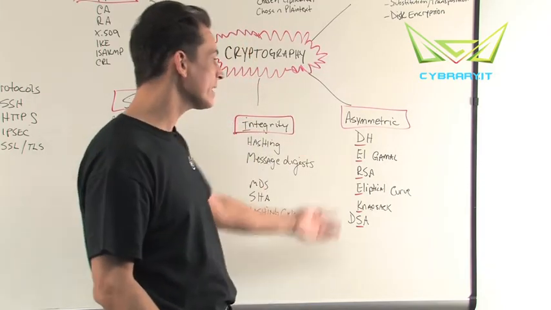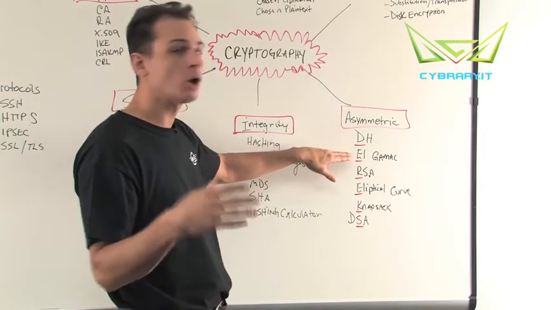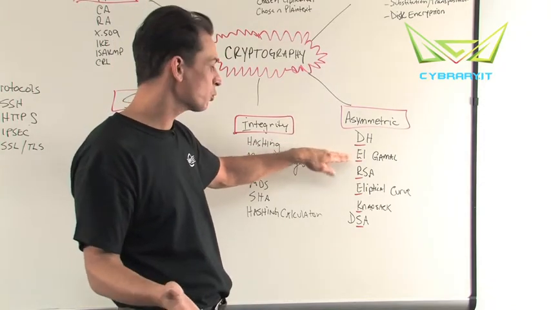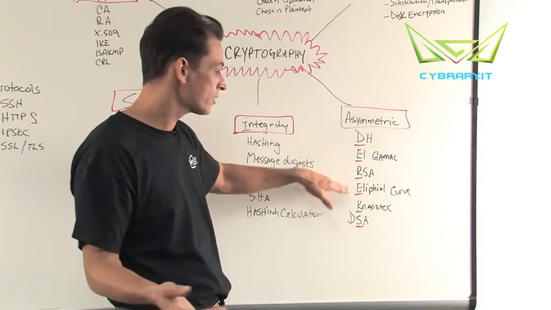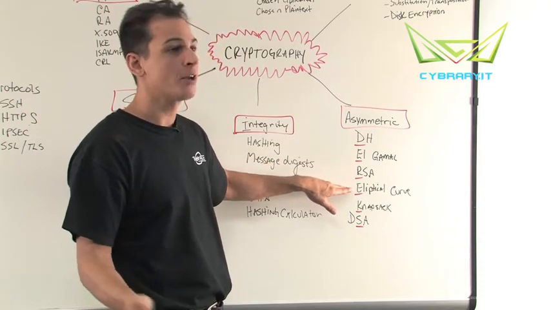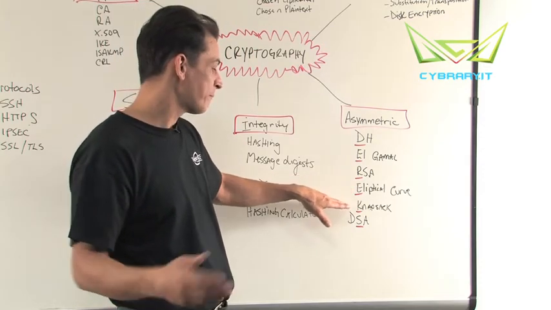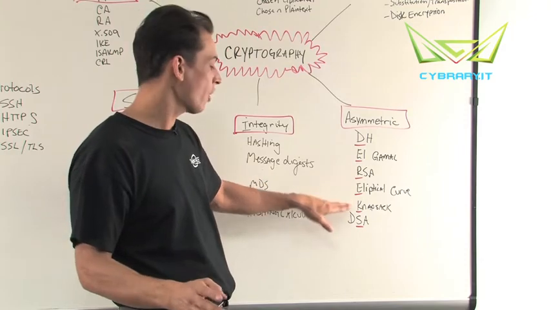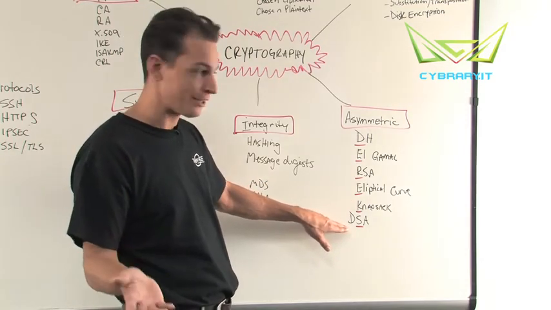Okay, very, very easy. Diffie-Hellman is more of a key exchange. El-Gamal, very popular in the open source world. RSA, very popular on the internet, especially on websites. Elliptical curve, very popular for devices with limited processing power. Knapsack, not that popular at all. Digital signature algorithm, popular because it's a US standard.